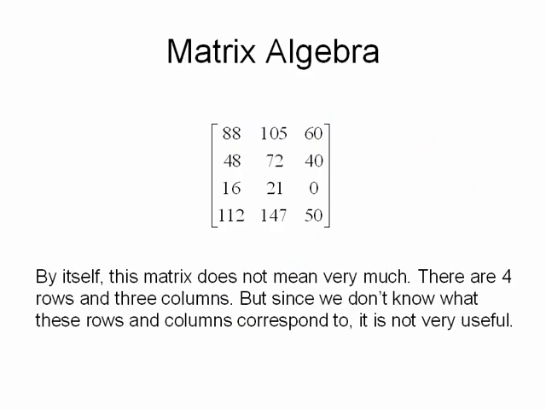Here's a matrix with a bunch of entries in it. It has 4 rows and 3 columns. And by itself, the matrix doesn't mean very much. Since we don't know what these rows and columns correspond to, it's not really all that useful.